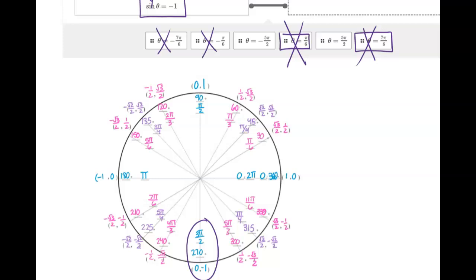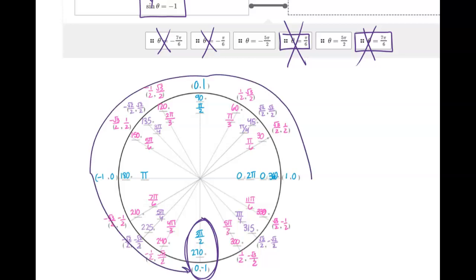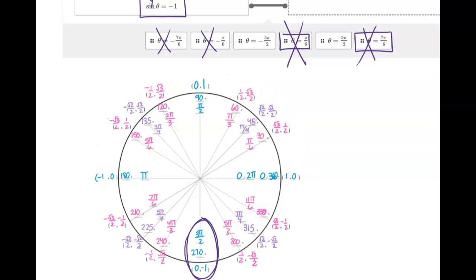And the idea is there are other ways to get to this spot on the unit circle than just starting at 0 and going pi over 2, 2 pi over 2, 3 pi over 2. That's what we usually do in general, but there are other ways too.